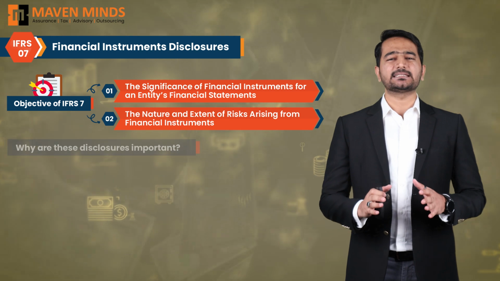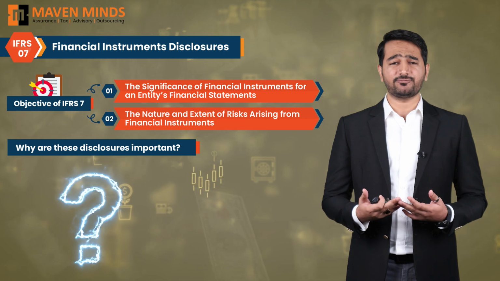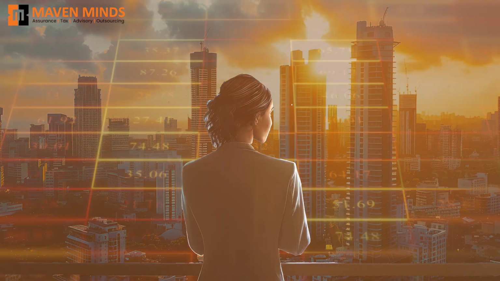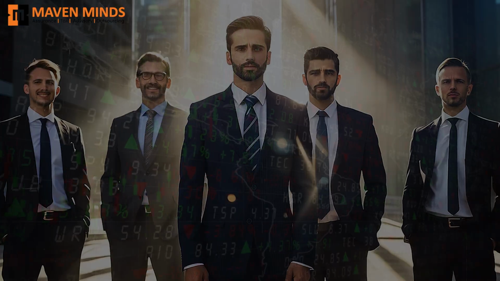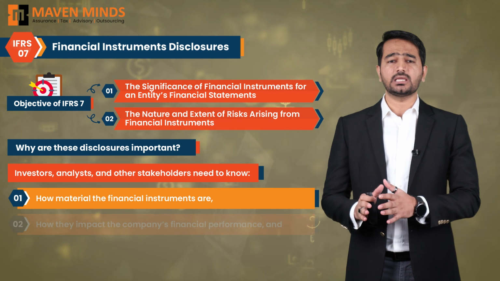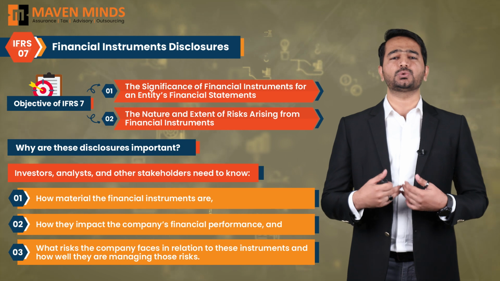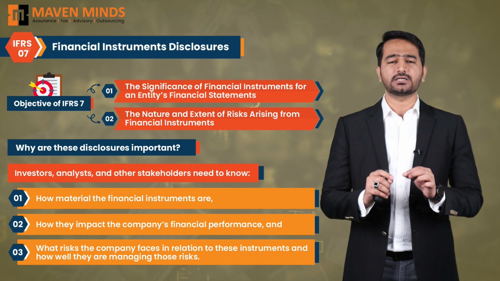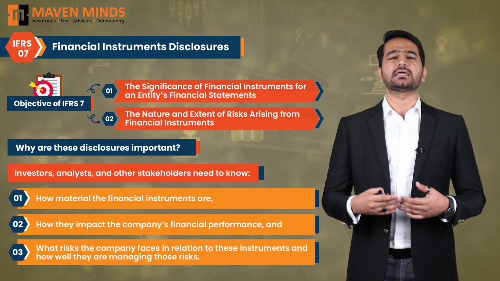Okay, now, why are these disclosures important? Look, financial instruments are not only significant in terms of their value, but they also carry risks that can affect a company's future performance and stability. Investors, analysts, and other stakeholders need to know how material the financial instruments are, how they impact the company's financial performance, and what risks the company faces in relation to these instruments and how well they are managing those risks. We will dive deeper into these disclosures in the following sections, including practical examples to make it easier to understand.